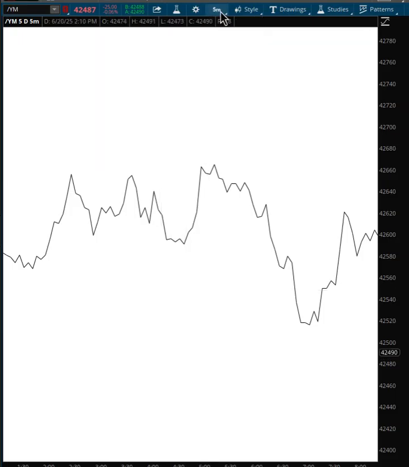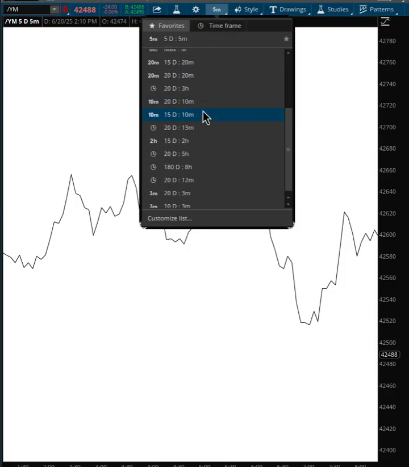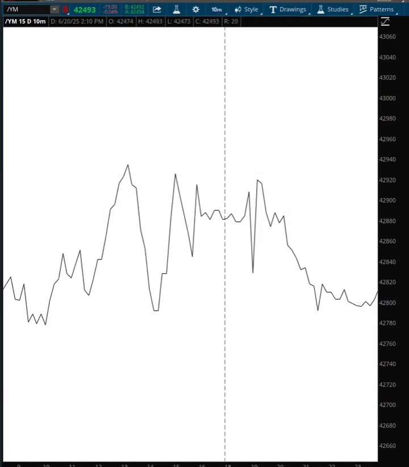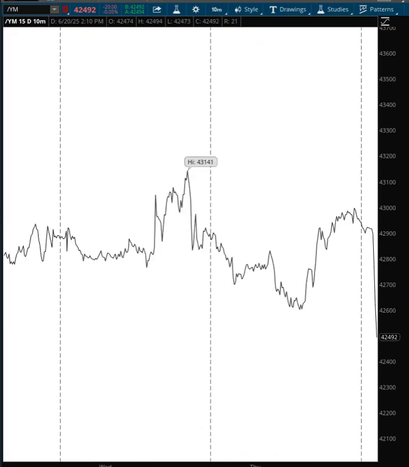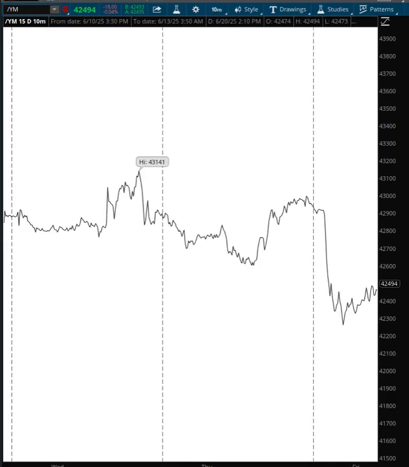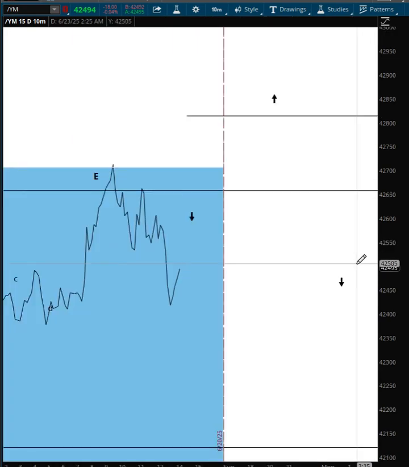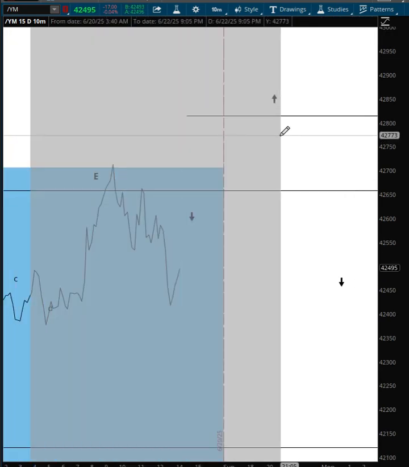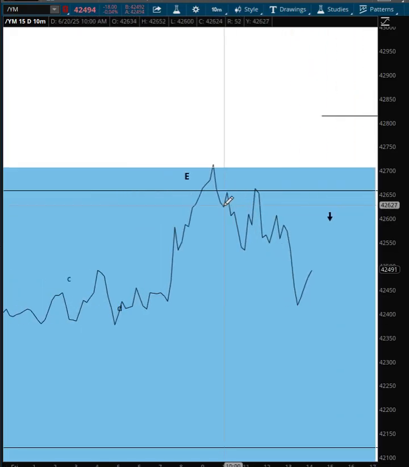Why don't we go to the 10 minute time frame. Can we find anything there? I don't know. We'll take a look. We'll go back. Gonna have to move this back here a little. Okay, so now we're on a 10 minute time frame looking for fractals.